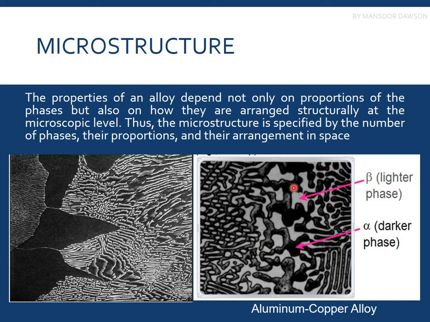You can see that the beta phase is the lighter phase, which is the solute, and the darker phase, alpha, is the solvent. You can see over here that this area is of the solvent, and the other area, the lighter area, is of the solute.